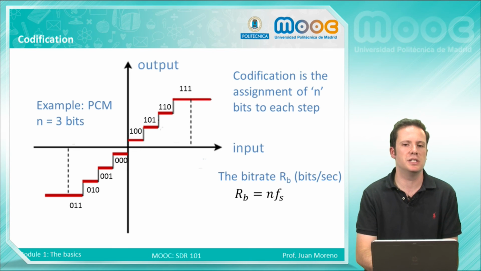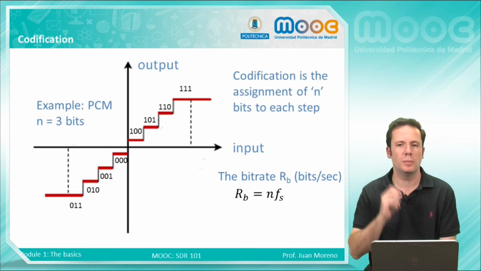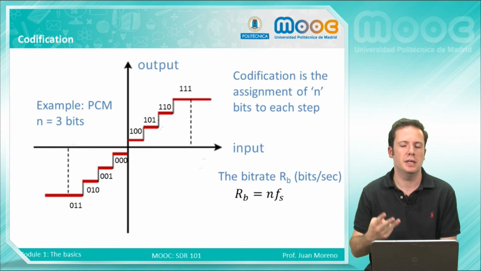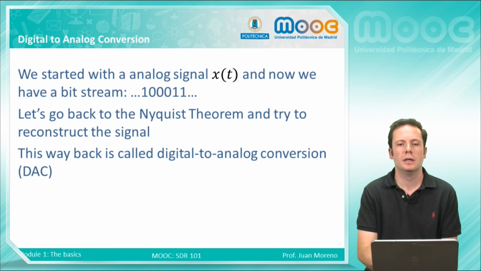And finally, the codification. The codification means assigning a numerical value to each step. So for example, if we have 8 steps here for all the possible values, infinite in theory, at the input, we will have 8 possible values at the output. And if we have 8 possible values, you will need 3 bits to codify all of them. Now we have digitized the signal.